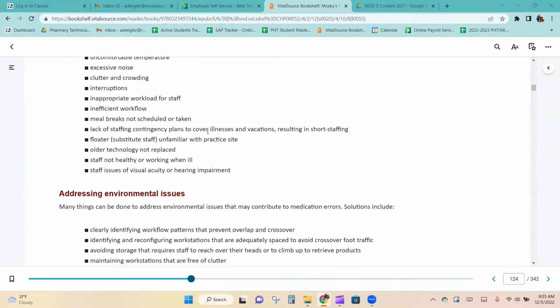Meal breaks not scheduled or taken, lack of staffing, contingency plans to cover illnesses and vacations, which results in short staffing. Floater pharmacist, a substitute staff unfamiliar with practice site. Older technology not replaced. Staff not healthy or working when ill. Staff issues of visual acuity or hearing impairment.